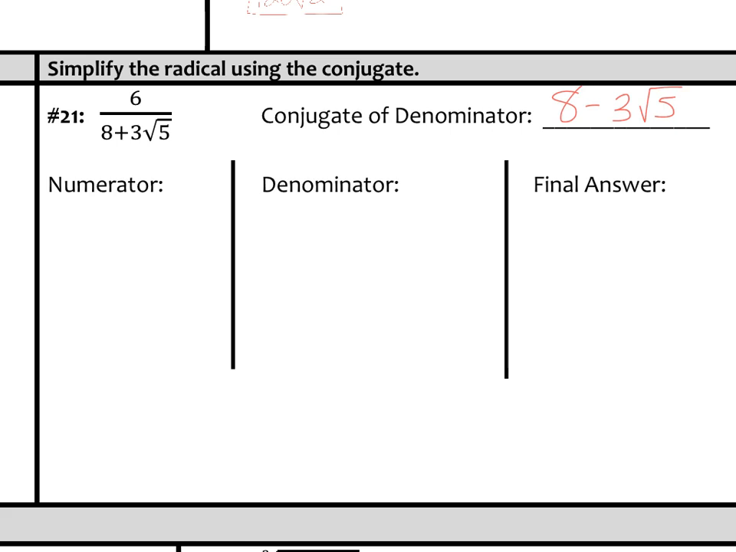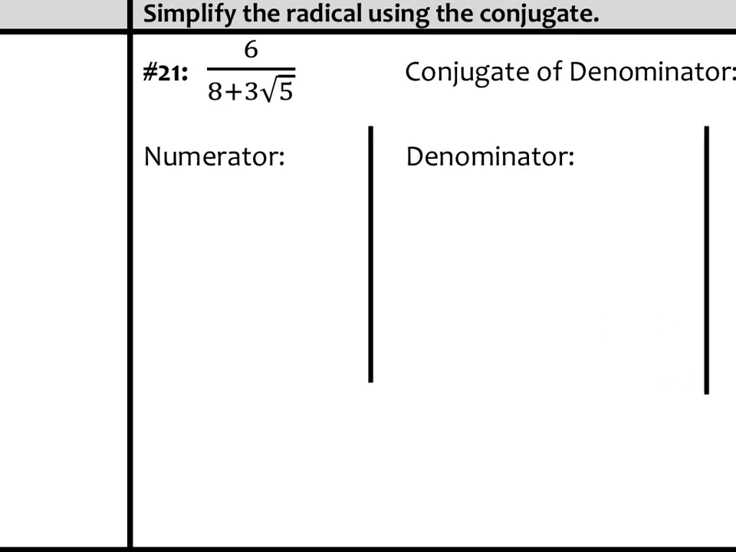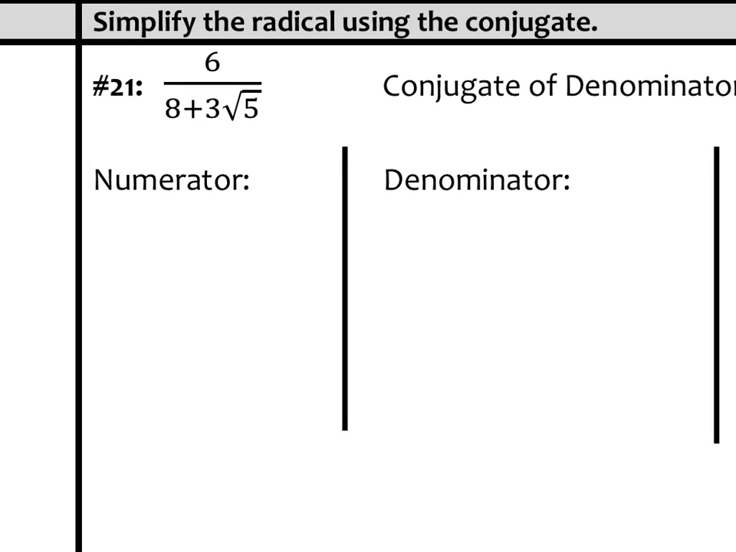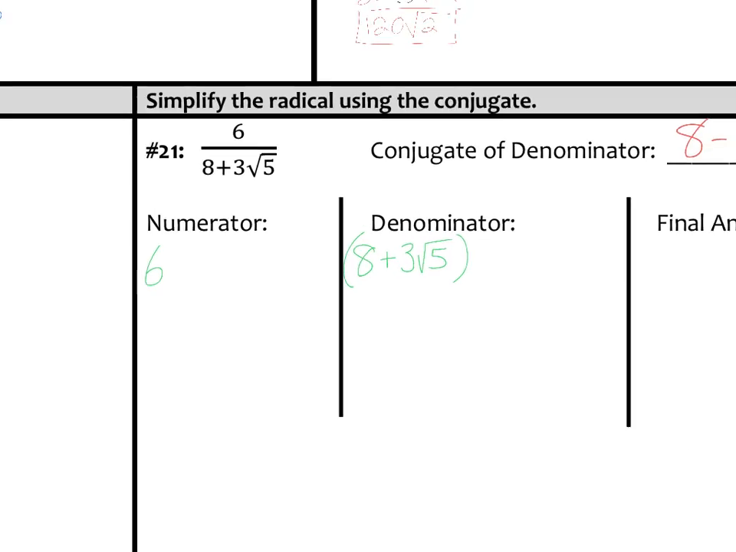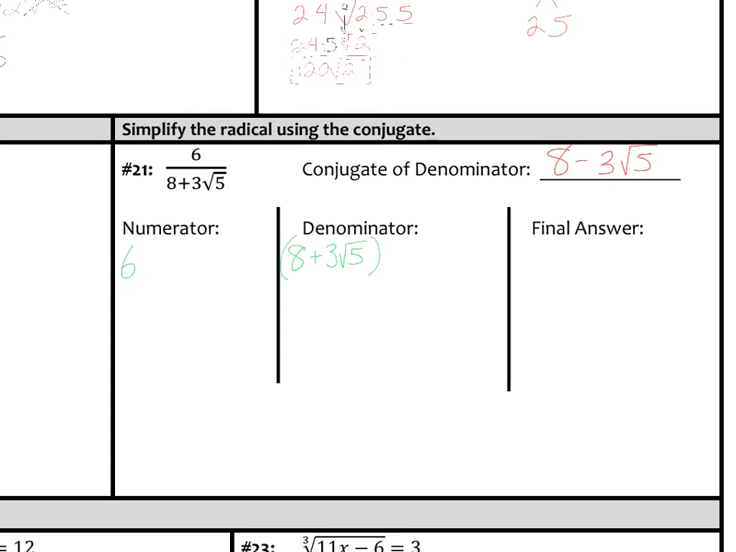The next bit of the problem, I am going to focus on just the numerator and denominator section. Bring these over here. Our numerator is a 6. Our denominator is 8 plus 3 times the square root of 5. I'm going to put it in parentheses because we are going to be multiplying times that conjugate that we had up above. So the conjugate of the denominator is the 8 minus 3 times the square root of 5.